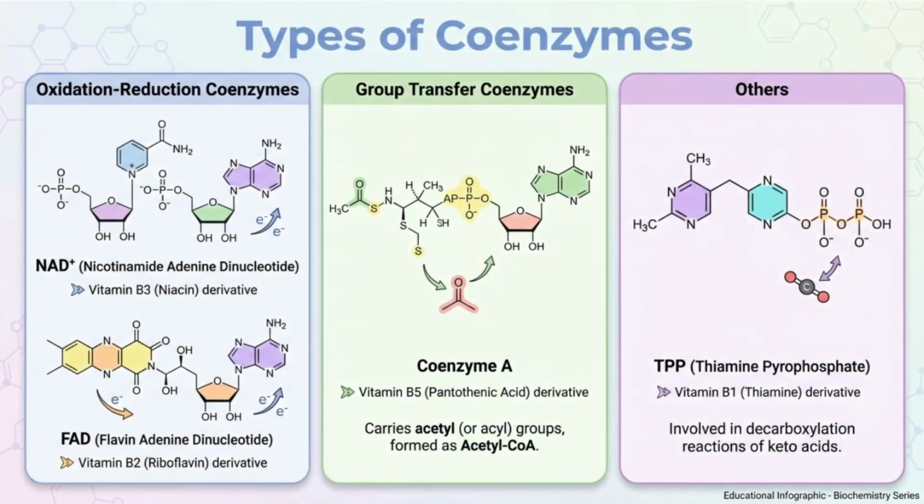Coenzymes can be broadly classified based on their function. Oxidation-reduction coenzymes, such as NAD+ and FAD, are involved in electron transfer reactions. Group transfer coenzymes, such as Coenzyme A, facilitate the transfer of functional groups like acetyl groups. Other coenzymes, such as thiamine pyrophosphate derived from vitamin B1, play specialized roles in metabolic pathways. Each coenzyme is uniquely suited to its biochemical function.